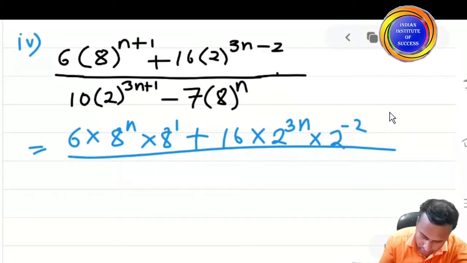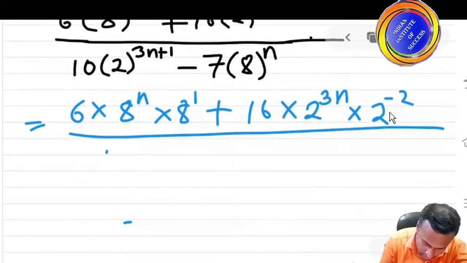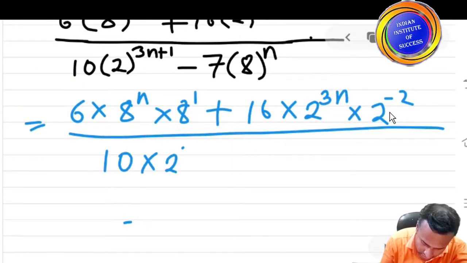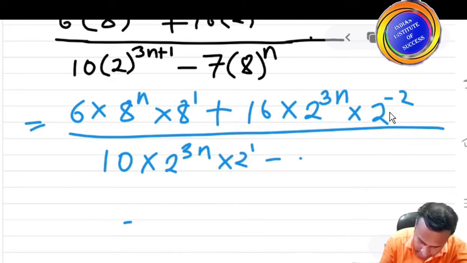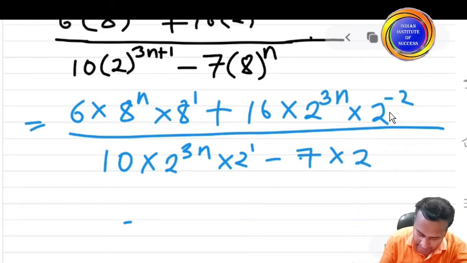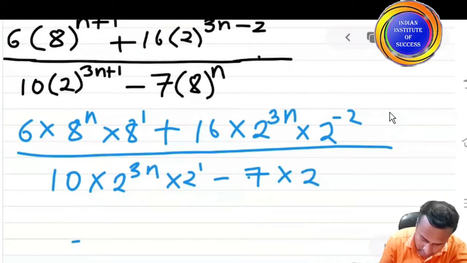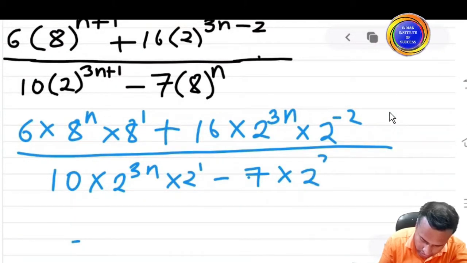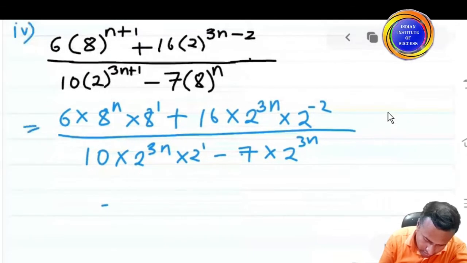Now what we have to do? Here also we will do the same. 10 into 2 raised to power 3n into 2 raised to power 1 minus 7 into 2 raised to power 3n. We can write 8 in the form of 2 raised to power 3. Okay, so 3 into n, 3n. Okay, now here what we have to do?